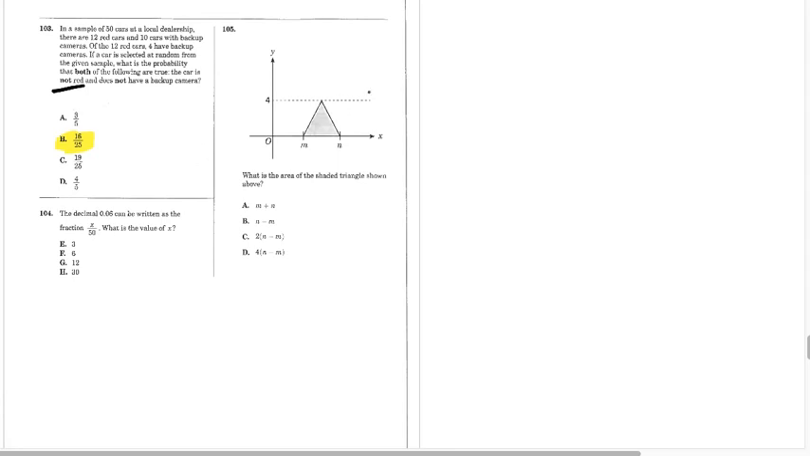Okay. The decimal 0.06 can be written as a fraction x over 50. Well, 0.06 is just 6 over 100. So if these are equal to each other, x must be half of that, which is 3. X equals 3.